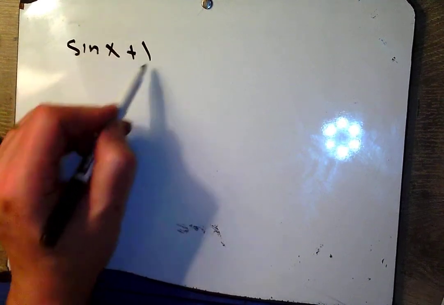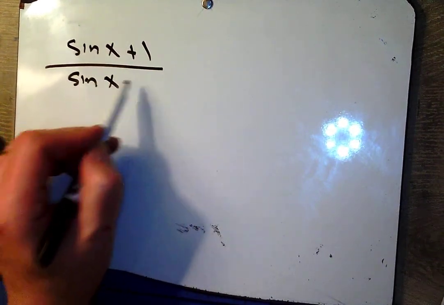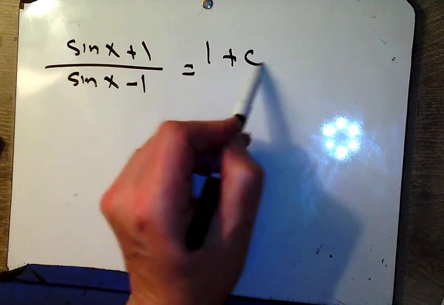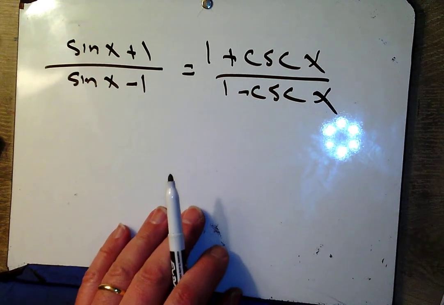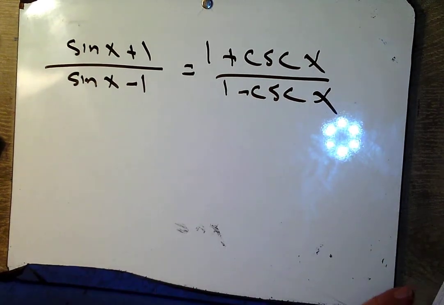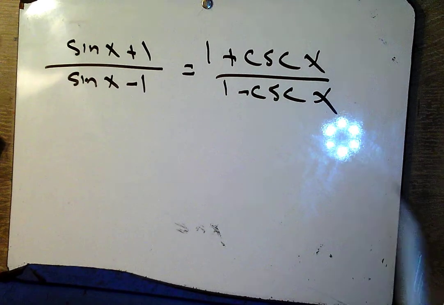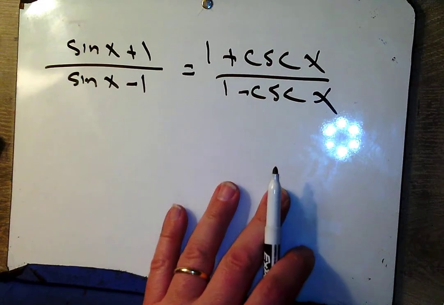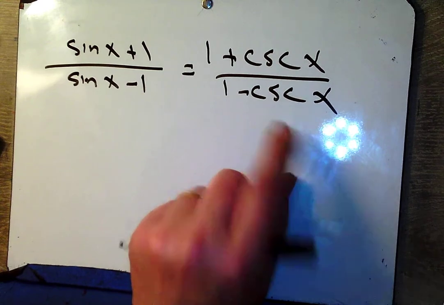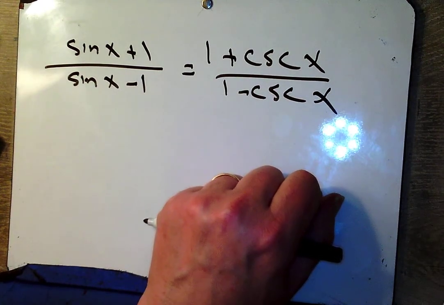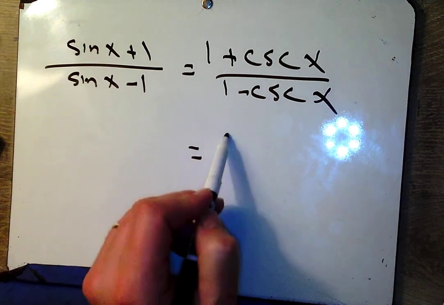Okay, how about this one? Sine x plus 1 over sine x minus 1 equals 1 plus cosecant x over 1 minus cosecant x. Okay, give that one a try. Okay, so what'd you do? Did you turn these into 1 over sines and then make a common denominator and flip and multiply? I see a lot of students do that. Let's see what happens to them.